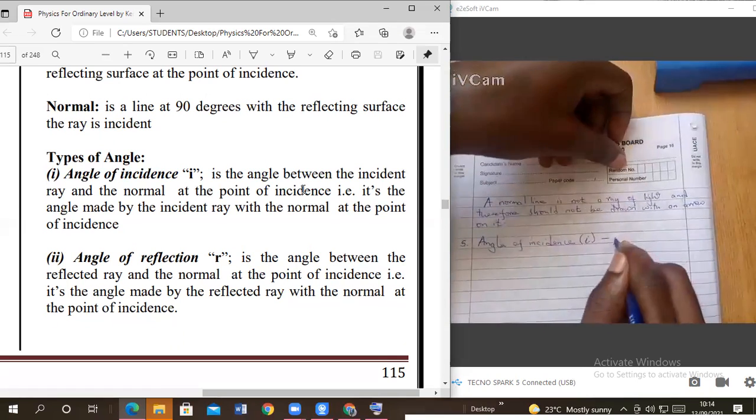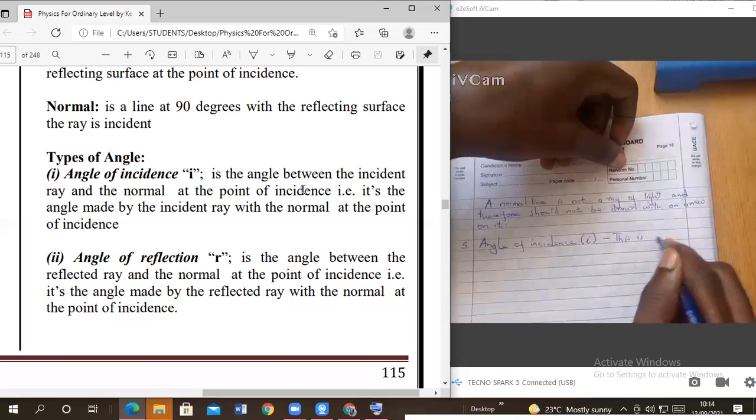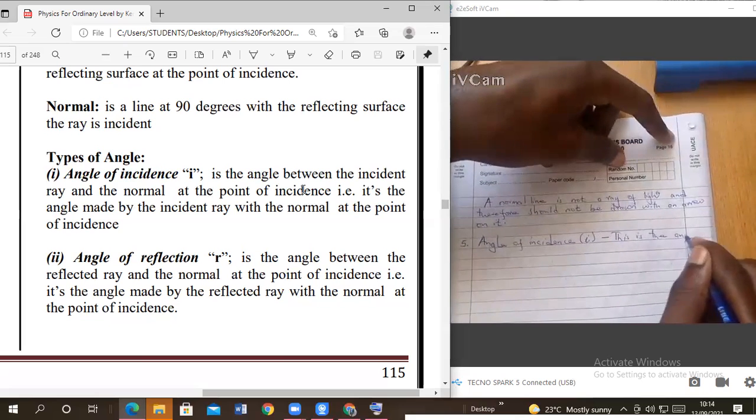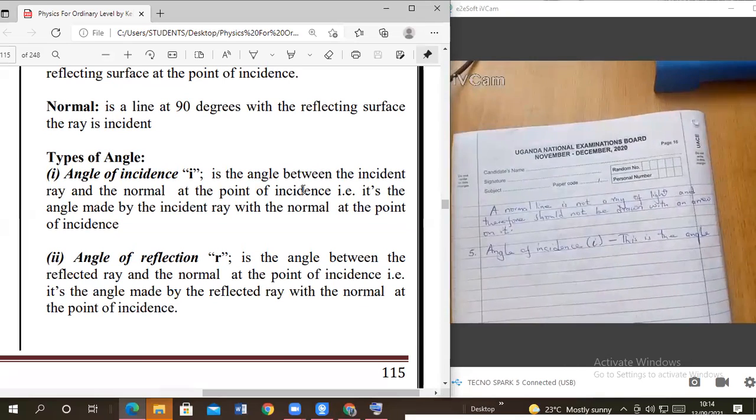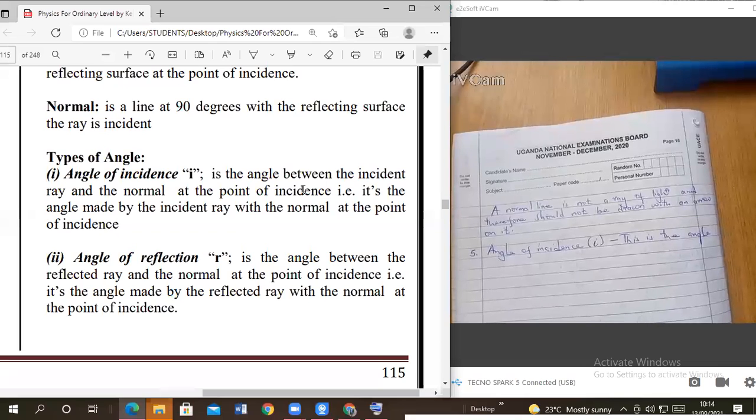We said this is the angle between what? Who can define that? Look at the diagram and then define. This is the angle between the incident ray at the point of incidence and the normal line. Yes.